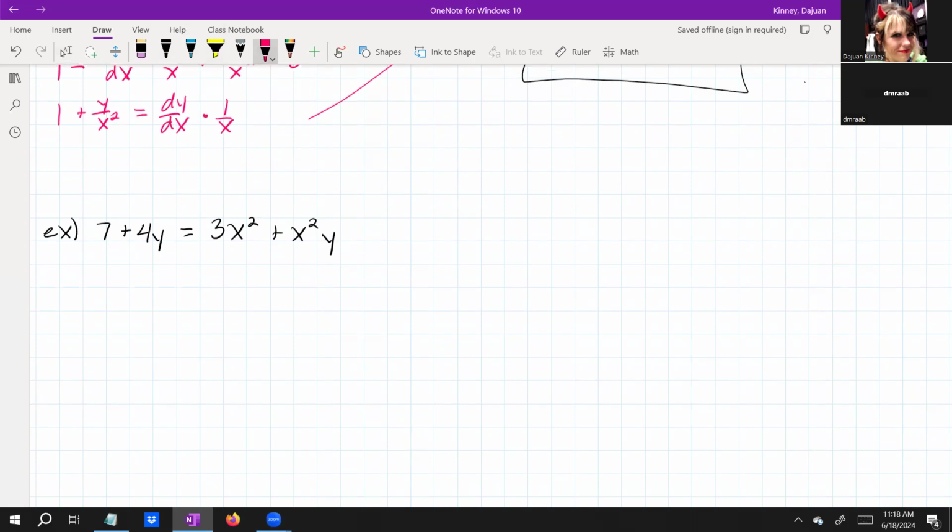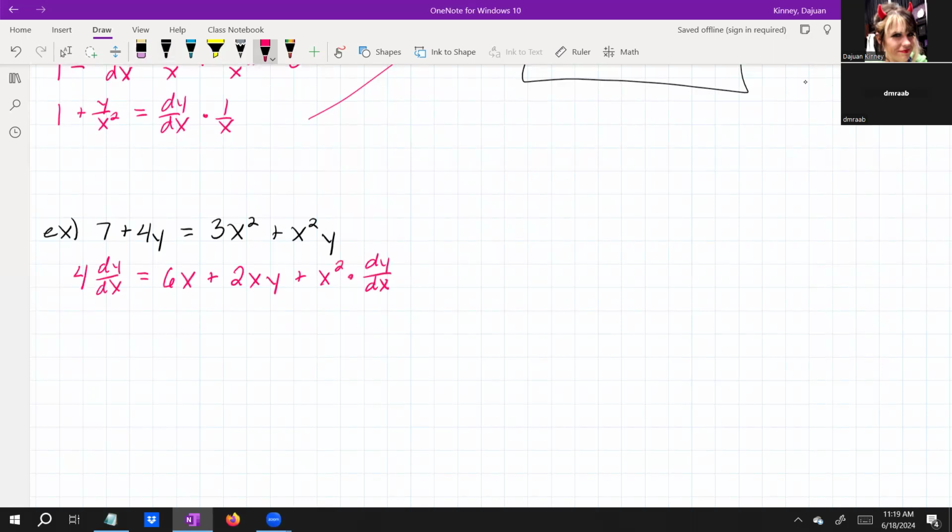All right. The derivative of a constant is 0. The derivative of 4y is 4 dy dx. The derivative of 3x squared is 6x. And I have a product rule. So plus the derivative of the first, 2x. I didn't take the derivative of y, so it stays. Plus, whoops, not 2x. X squared times dy dx.